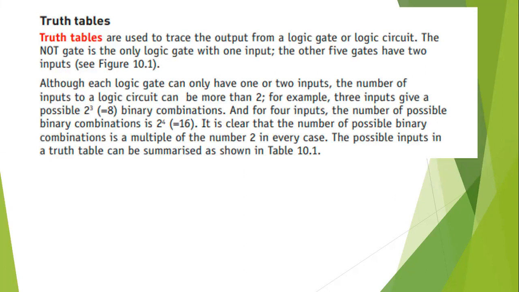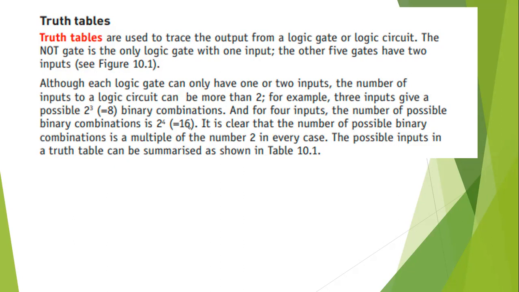Whenever you are given questions on logic gates, most of the time you have to produce a truth table. Truth tables are used to trace the output from a logic gate or logic circuit. In the question you might be given a diagram, and you are asked to produce a truth table. The NOT gate is the only logic gate with one input, so the other 5 gates have 2 inputs.